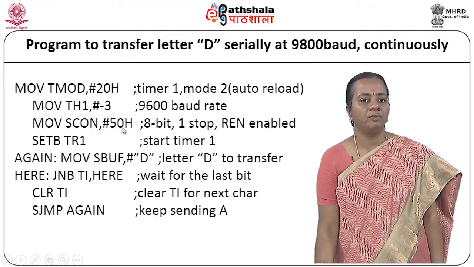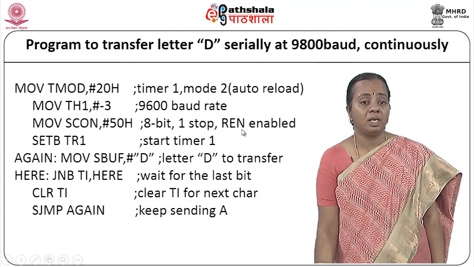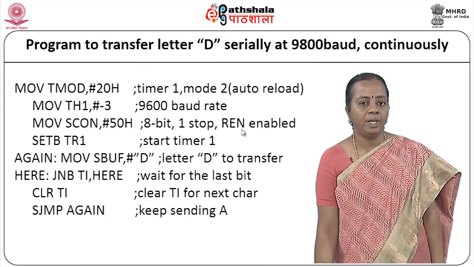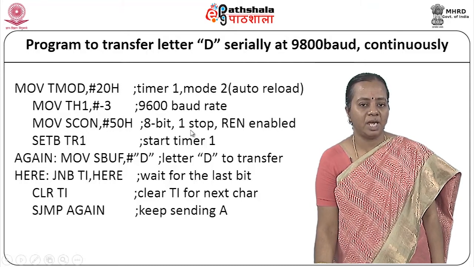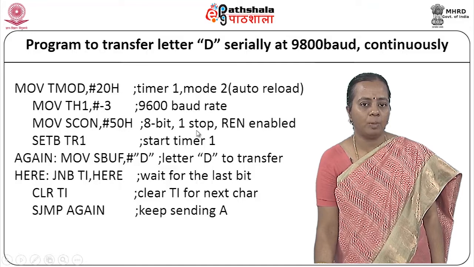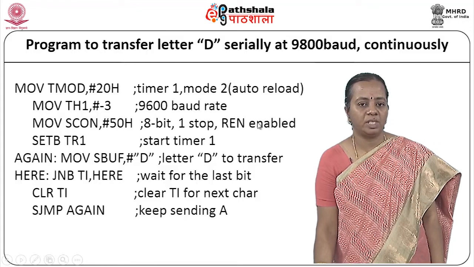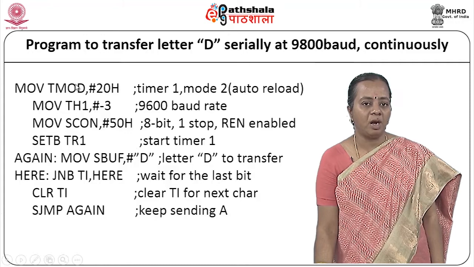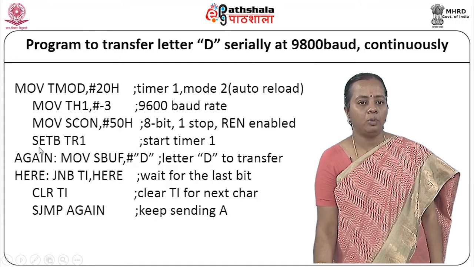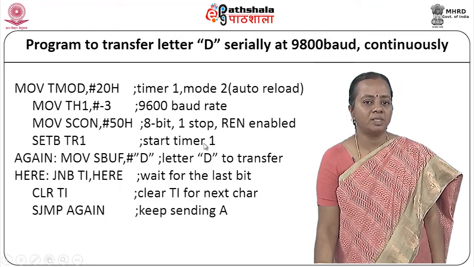MOV SCON, #50H invokes the serial control register to permit serial communication. This says that 8-bit data is sent with 1 stop bit, and REN is also enabled to receive data. The serial communication is enabled. Now SETB TR1, and we have started. All the platform is set. TR1 equal to 1 means timer 1 is getting started.